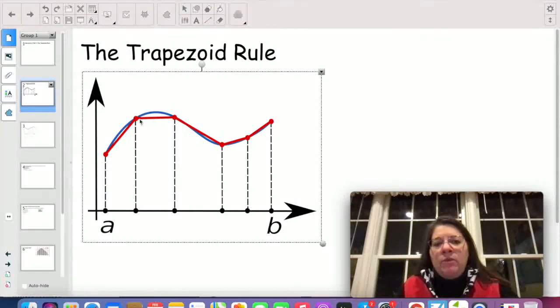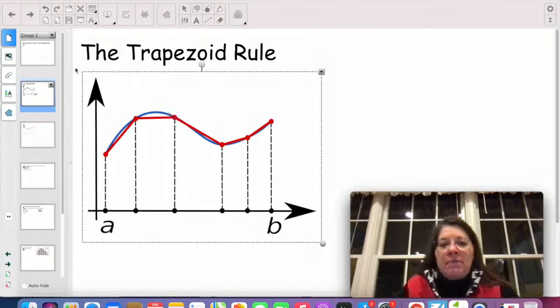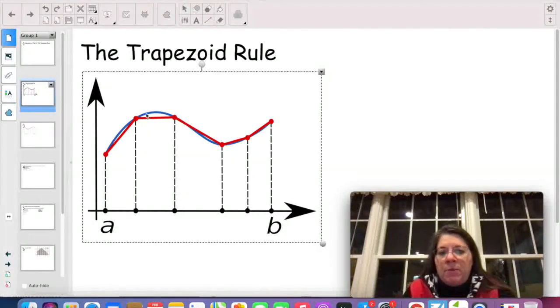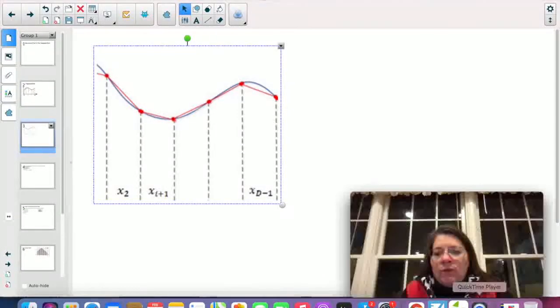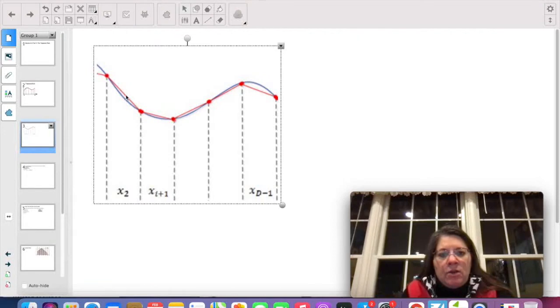The trapezoid rule is probably, in my opinion, most of the time going to be your closest estimate, because you're using a shape that is closer to the shape of your curve to get your estimate. So again, trapezoid rule is going to be a really, really close estimate. Not perfect, but probably closer than any of your rectangular methods. And so here you can see another one.